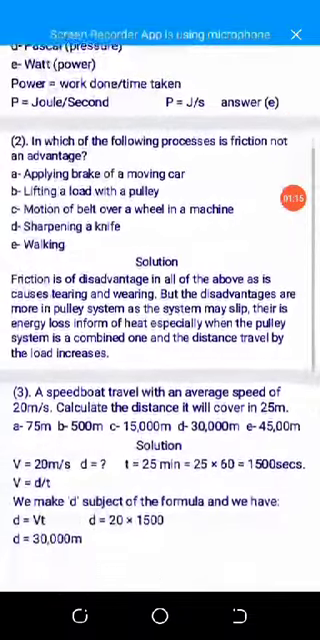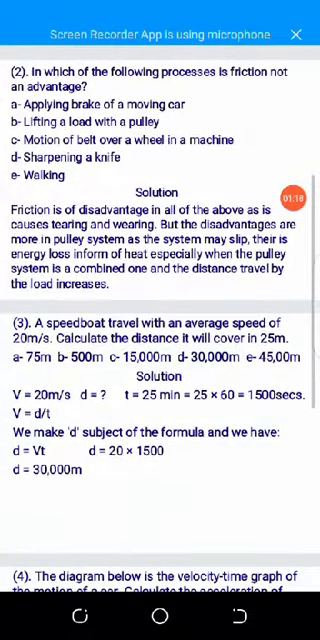Question number 2. In which of the following processes is friction not an advantage? Friction has its advantages and disadvantages. The options are: applying brake to a moving car, lifting a load with a pulley, motion of a belt over a wheel in a machine, sharpening a knife, and walking.